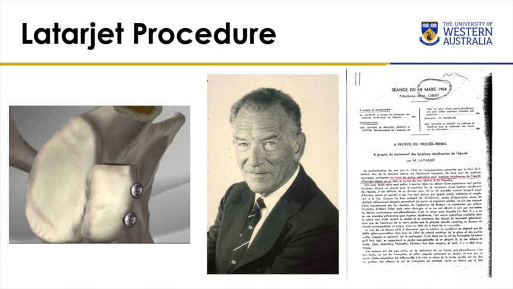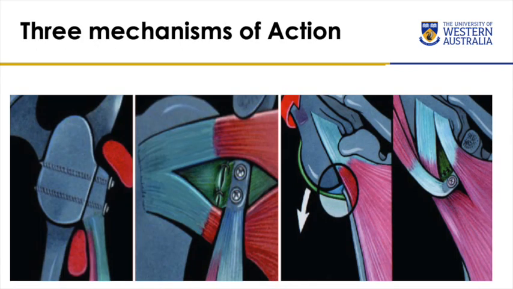The Latarjet procedure is named after Michel Latarjet, who first reported on a case back in 1954. There have since been many variations of his procedure. The procedure is a transfer of the coracoid to the anterior glenoid. It is held with two screws. It has three mechanisms of action.